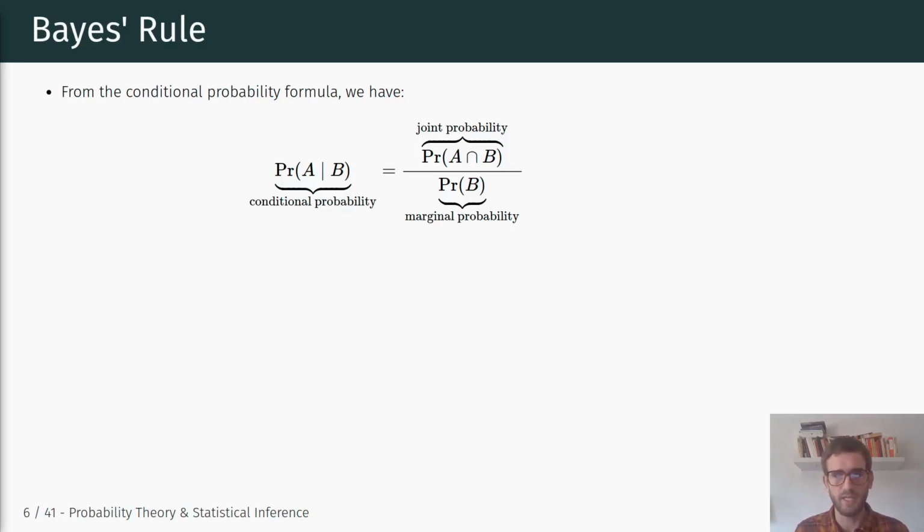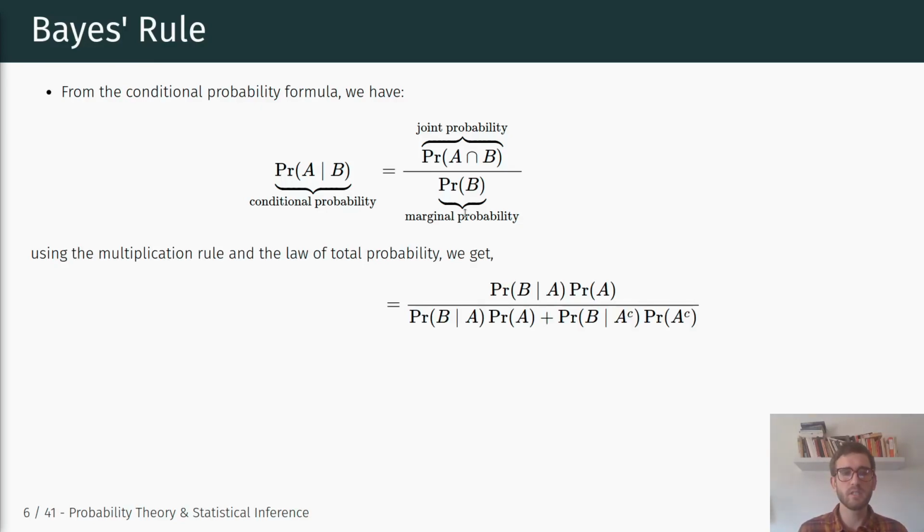Going back to last semester, we talked about conditional probabilities, and from the basic conditional probability formula, we know that the conditional probability of event A occurring conditional on observing B, so probability of A conditional on B, can be expressed as the joint probability of A and B occurring, divided by the marginal probability, so the probability of B occurring marginalized over whether A occurs or not, okay?